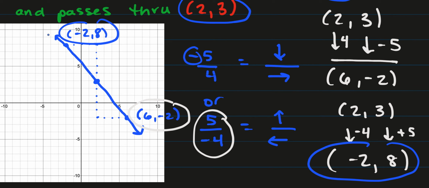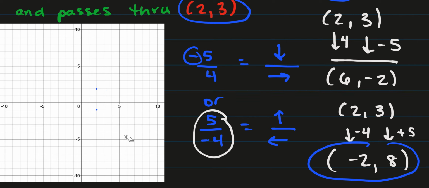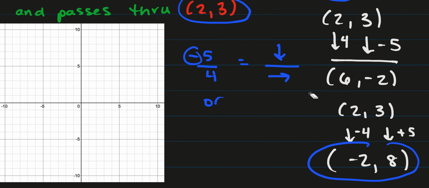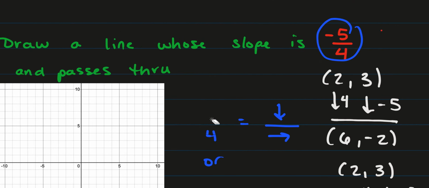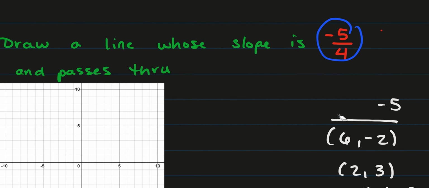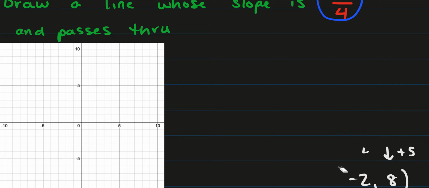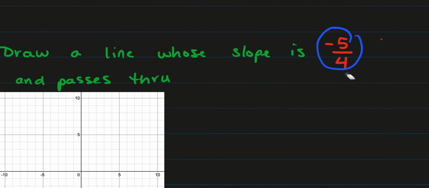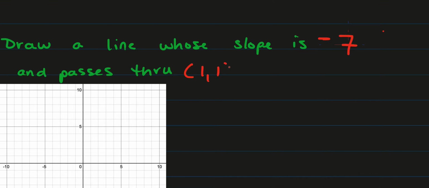Before I end this video, I just want to talk about one more thing. We've mentioned it briefly, and I just want to state it again, just in case you see it on your homework. That's if you get a slope that's a whole number, positive or negative. So let's go with negative. Let's say the slope is negative 7, and let's say it passes through 1, 1. What do we do here?